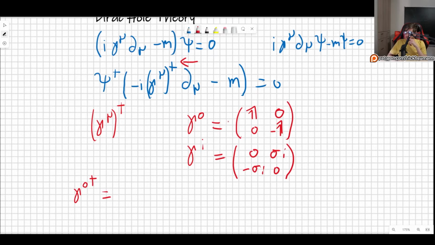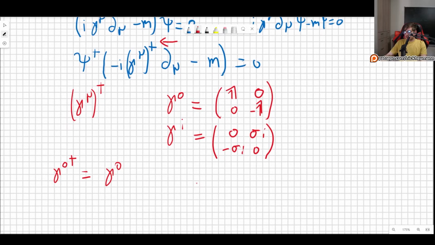Well, what we have to do is transpose our little situation here, and then we just change any i's to minus i's, but we don't have any i's, and this is already diagonal, so the transpose will be itself, so we just get gamma 0, right? So nothing crazy there. Then we have the gamma i's, right?